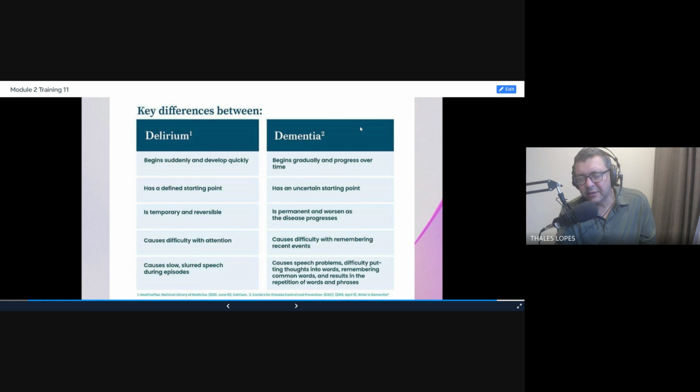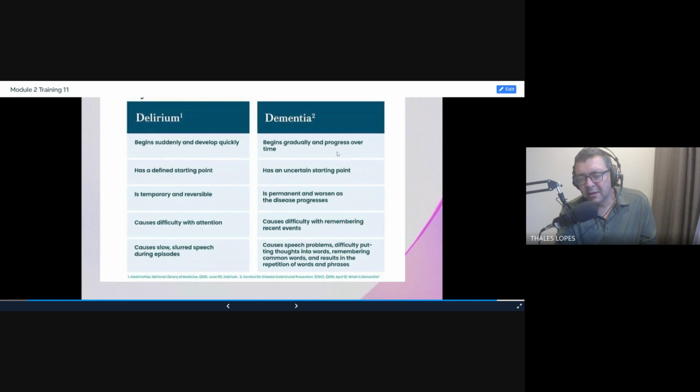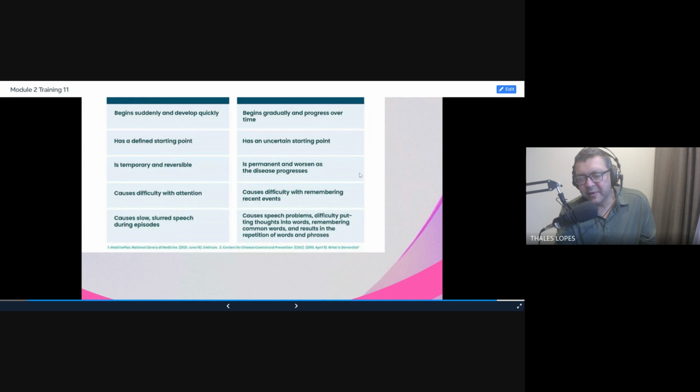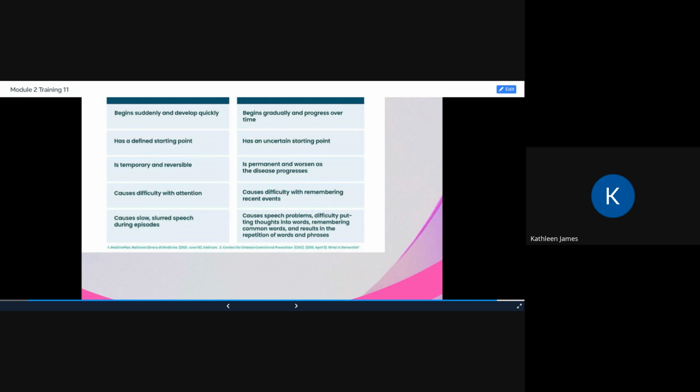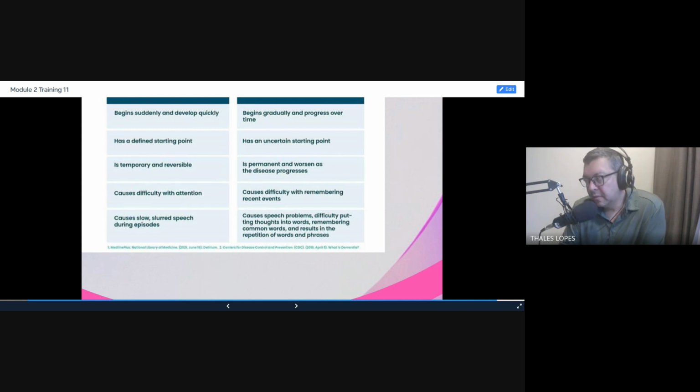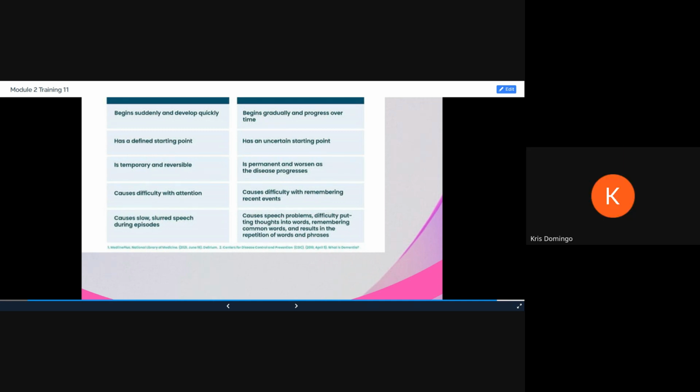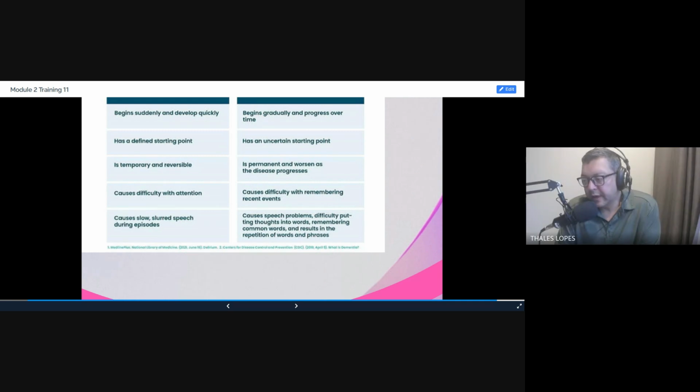Which one is not, by the way? There is a type of dementia that is related to a vitamin, and it is reversible. Parkinsonism? No, not Parkinsonism. Vitamin B12. Vitamin B12, right?